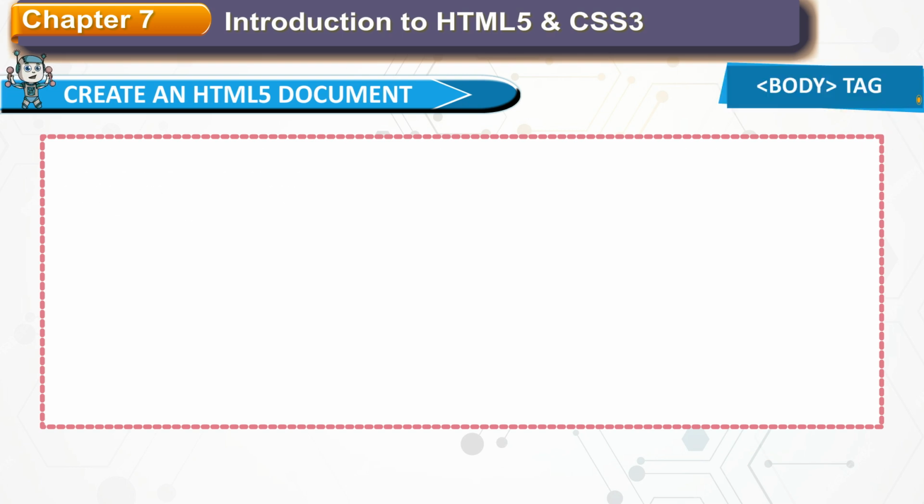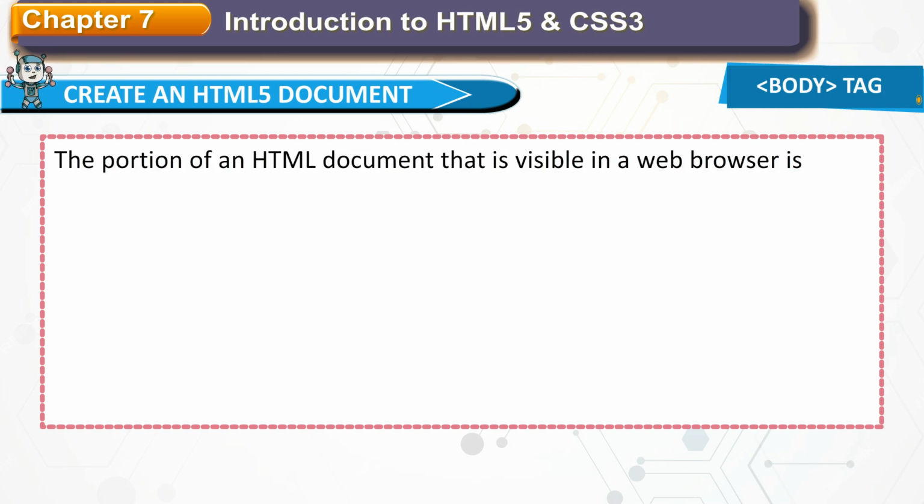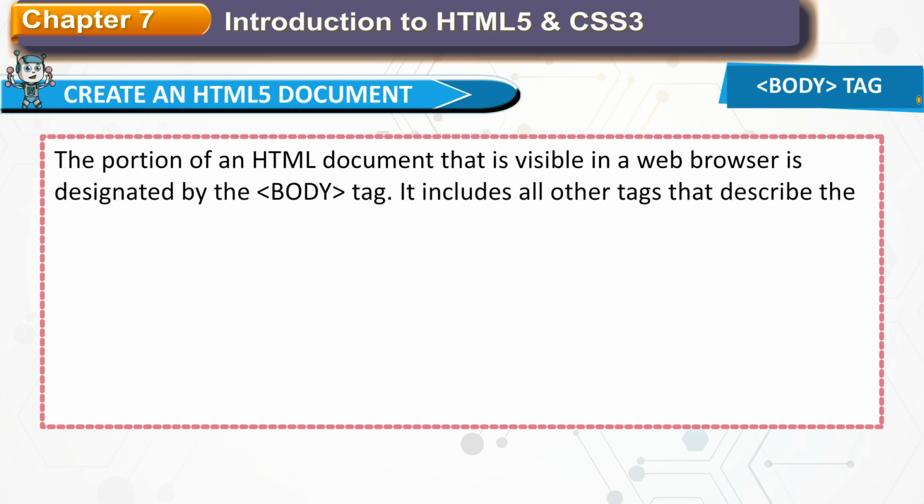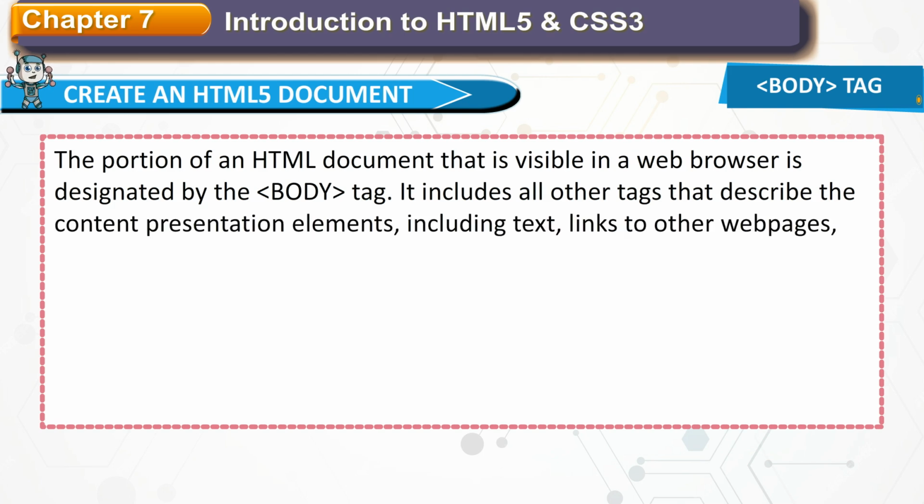<body> tag. The portion of an HTML document that is visible in a web browser is designated by the <body> tag. It includes all other tags that describe the content presentation elements, including text, links to other web pages, lists, tables, and images.